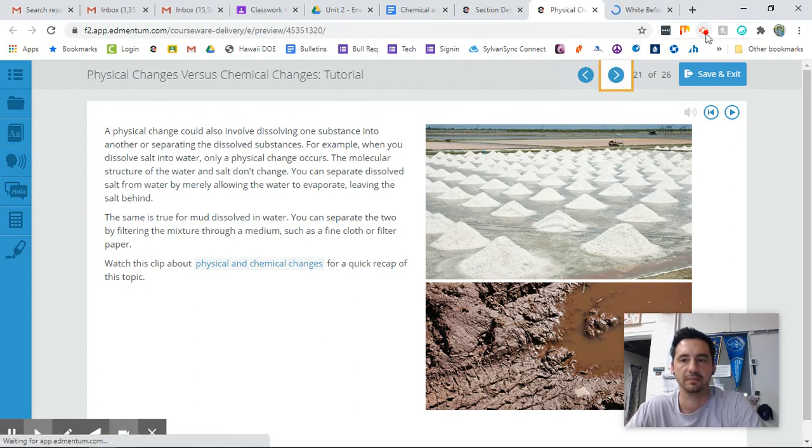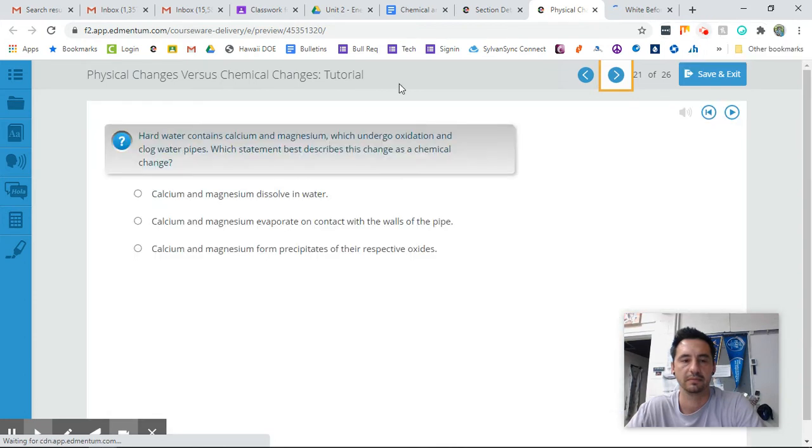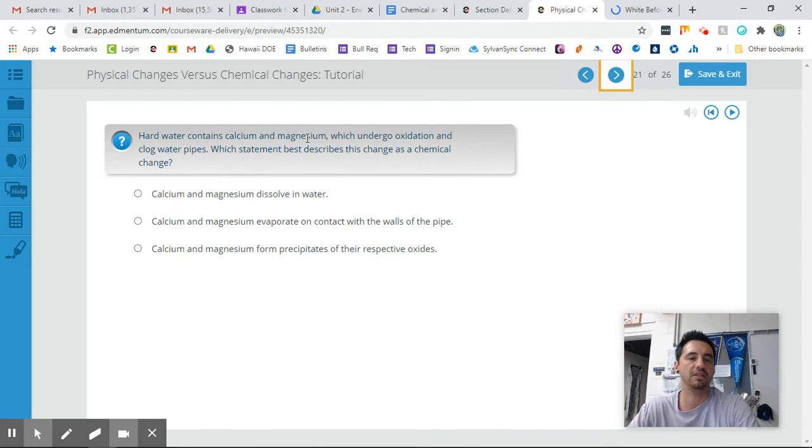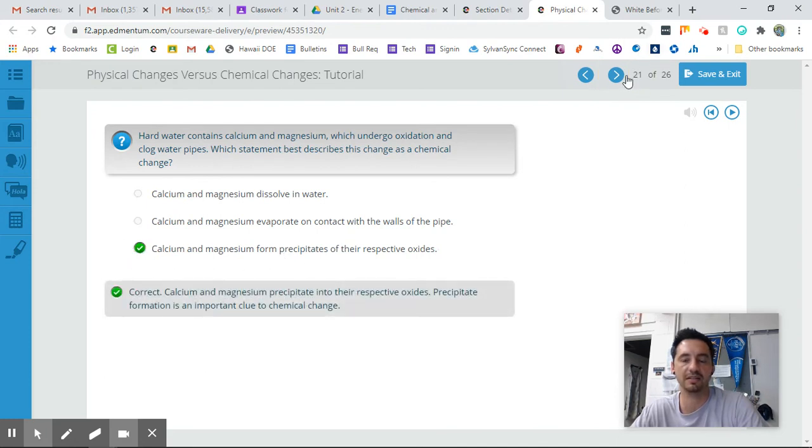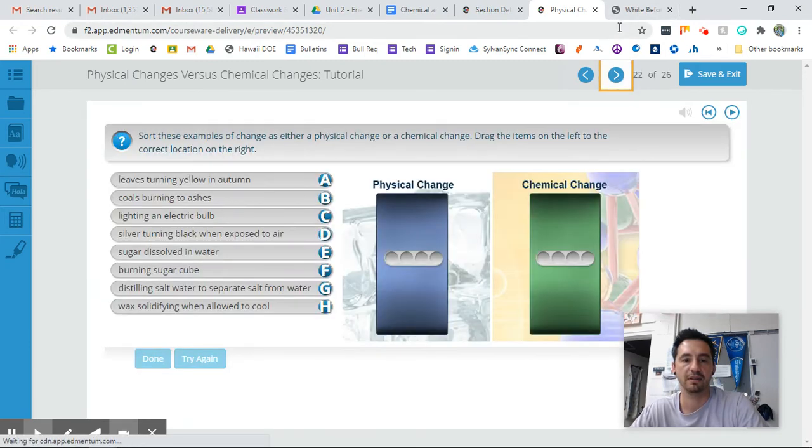Okay, so hard water contains calcium and magnesium, which undergo oxidation and clog water pipes. Which statement best describes this change as a chemical change? Calcium, magnesium dissolve in water, and that would be a physical change. Calcium, magnesium evaporate. Evaporation is a physical change as well. Calcium and magnesium form precipitates. So anytime you hear that word precipitates, that's going to indicate a chemical change.